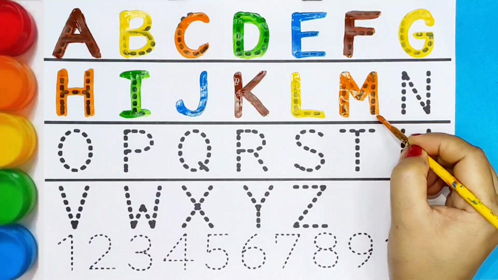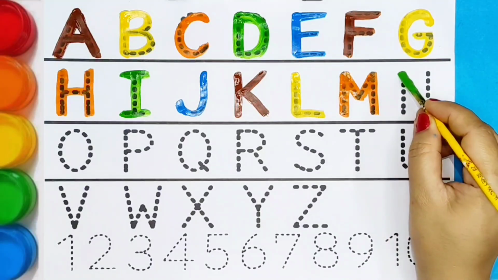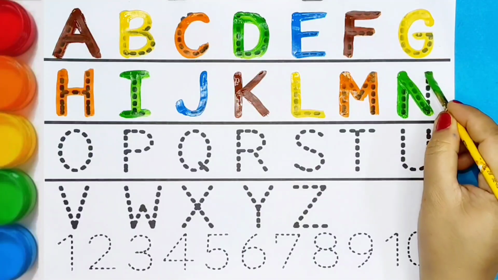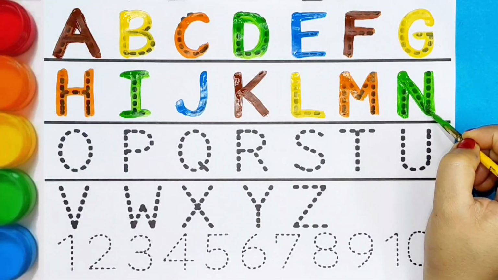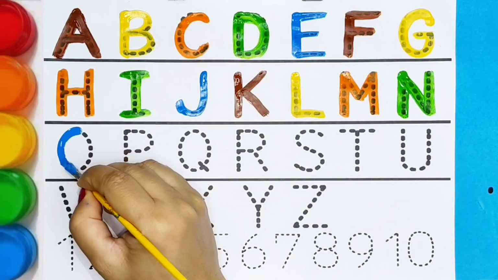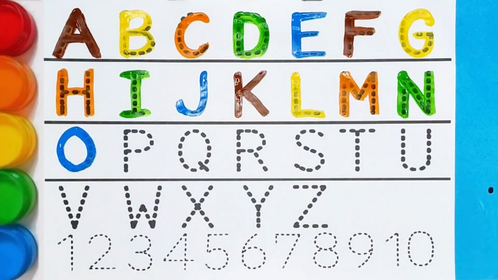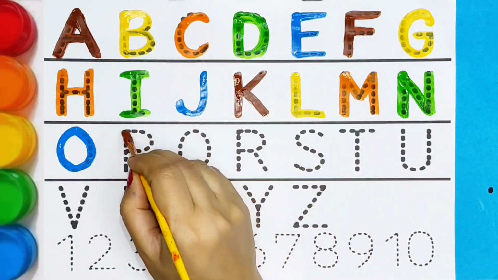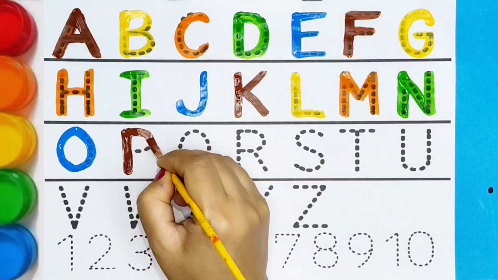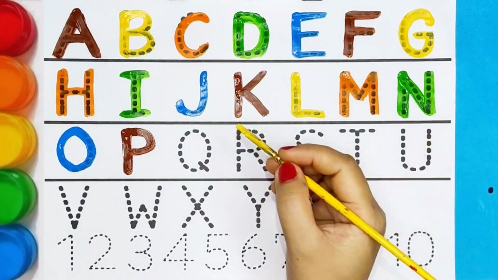M. M for monkey. Light green color. N. N for nest. Sky blue color. O. O for onion. Brown color. P. P for pencil. Yellow color.